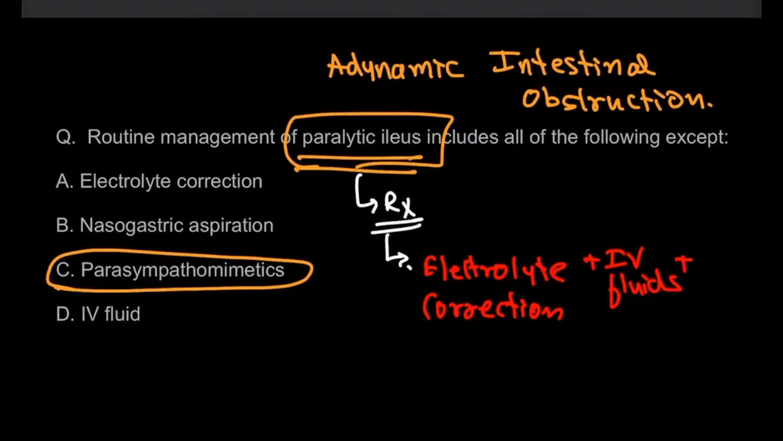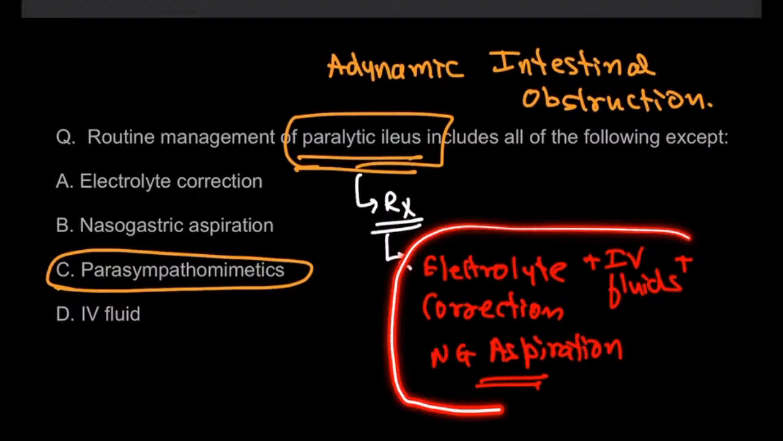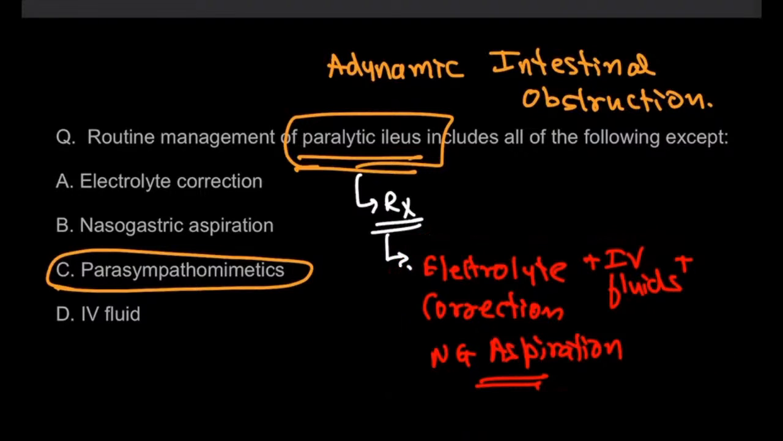And at the same time, because you don't want the stomach to be over-distended and ultimately land up in gangrene, you want to decompress the intestine, and because of this you go in for nasogastric tube aspiration. Understand, there are a few concepts which say that parasympathomimetics can also be given, but that is at a very, very late stage. It is not a part of routine management. So these three are the integral part of the management of paralytic ileus: electrolyte correction, IV fluids, and nasogastric aspiration. I hope you understand this. If the options are like this, you definitely should not go in for parasympathomimetics.